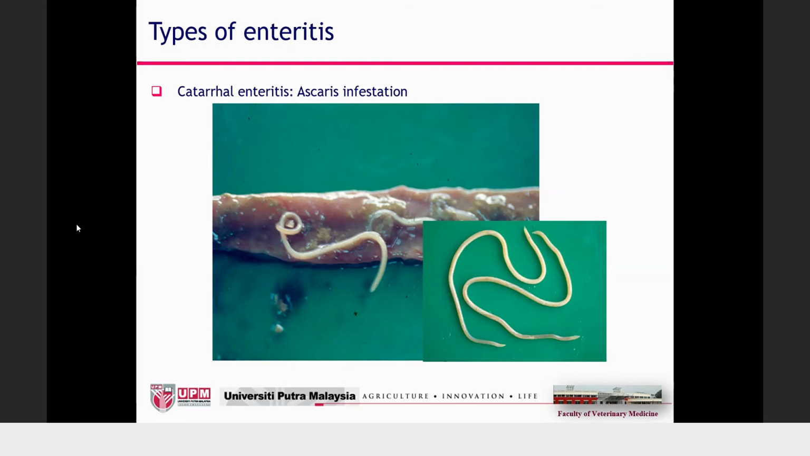Ascaris might not cause a lot of damage to the intestinal mucosa. The intestine responds with gastroenteritis, but the complication will be that this worm might cause obstruction, where partial or complete obstruction of the GIT might lead to death of the animals.